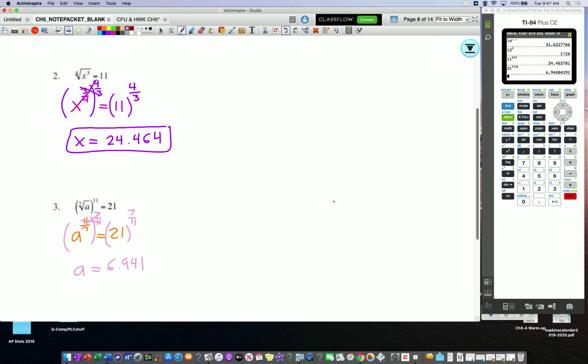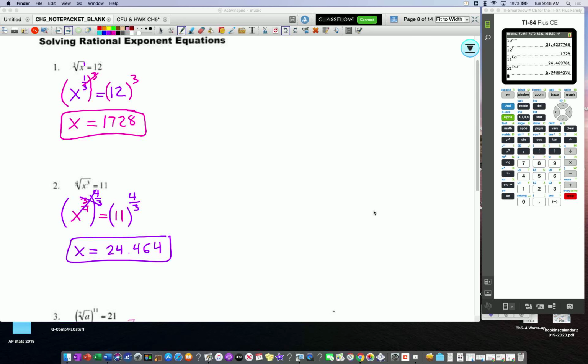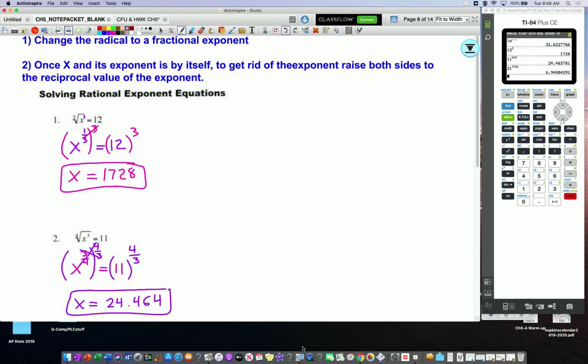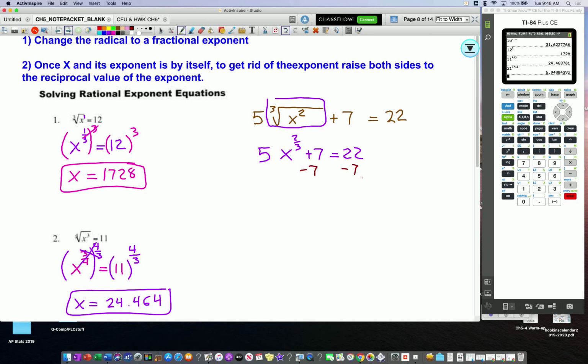All right, I do want to do at least one more example, because in step 2, it says once x and the exponent is by itself. So what if I have a problem like this? I have something like 5 times the 3rd root of x squared, plus 7, equals, let's say, 22. The first thing I'm going to do is deal with this part right here and rewrite it. So I have 5x to the 2/3 power plus 7 equals 22. Now just solve it like we solve anything algebraically. Subtract the 7. 5x to the 2/3 power equals 15.